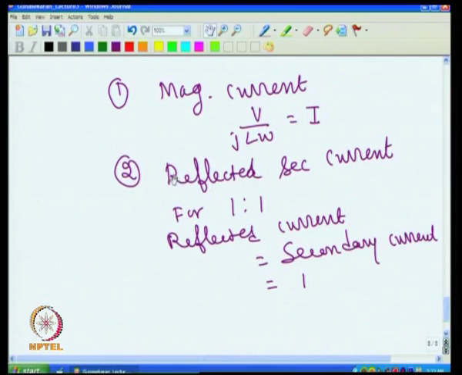So if the secondary current is 1 ampere, then the primary current consists of the reflected current of 1 ampere plus the magnetizing current, which is normally very small, maybe around 0.1 ampere. So the total current will be the secondary current plus this one. Normally we can neglect this current in considering the transformer, because it will invariably be very small.